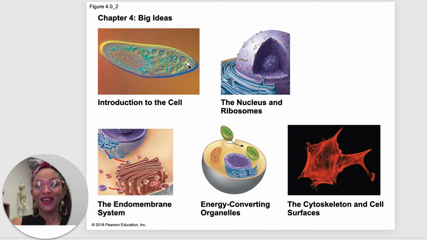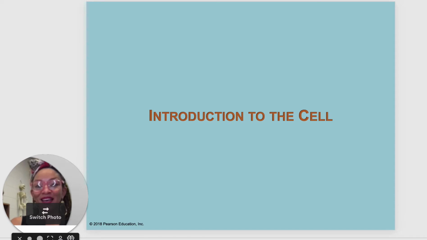So just a basic introduction of the cell. We'll talk about the nucleus and ribosomes. The nucleus has to do with our stored genetic information, and that's the type of information that is passed on from parents to offspring. And then the ribosomes have more to do with protein production, which has to do with something called the rough ER, and then also kind of lipid production, which is fat production, which is the smooth ER. We'll talk about the different parts of the endomembrane system, energy converting organelles, and then the cytoskeleton and cell surfaces.